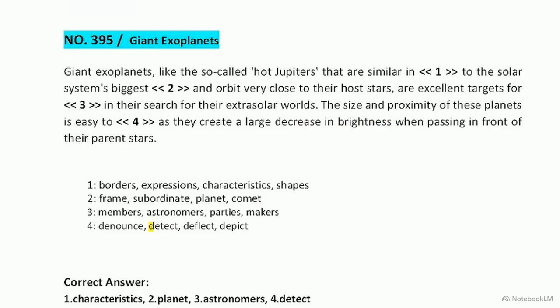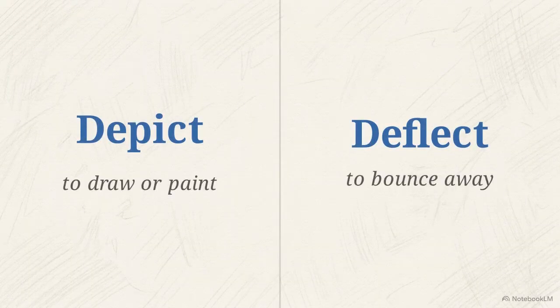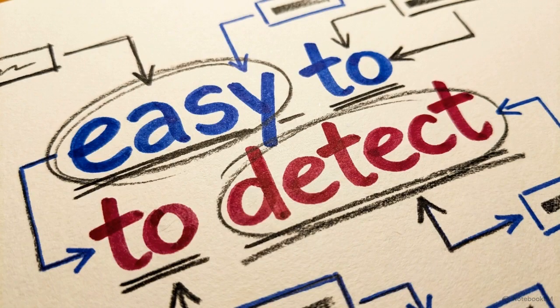The correct answer is detect. A decrease in brightness is a physical phenomenon scientists observe or measure. The distractors fail based on their specific definitions. You cannot depict or draw a decrease in brightness here, nor can you deflect or bounce it away. Logical deduction leads you directly to another high-frequency academic collocation, easy to detect.